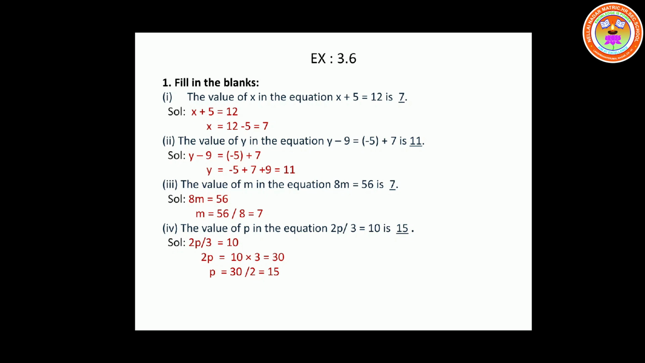Now, in the previous sum, 8m is equal to 56, we transposed 8 to the other side and it became division. Similarly, 2p is there, so transposing 2 to the other side becomes 30 by 2. When you divide, it is 15. So the answer is 15.